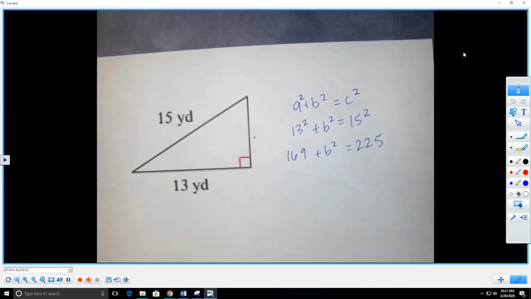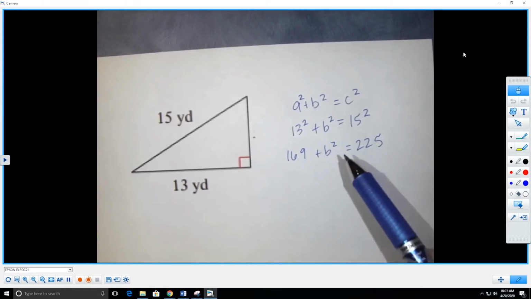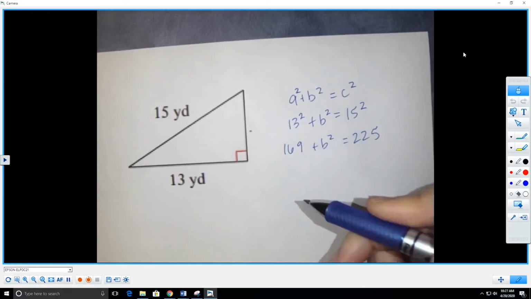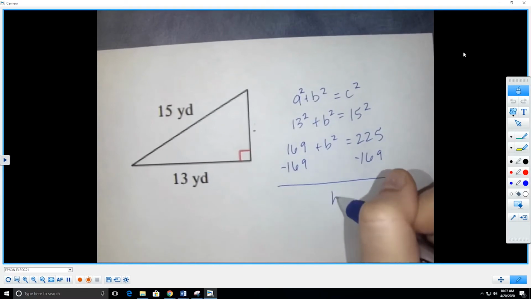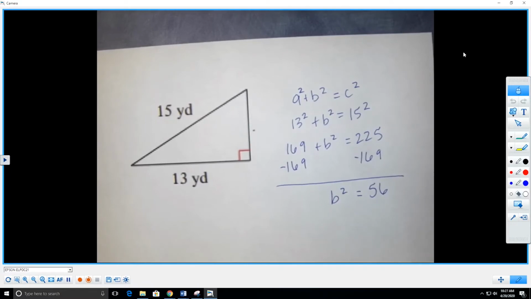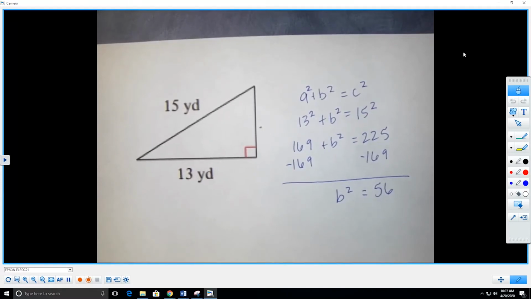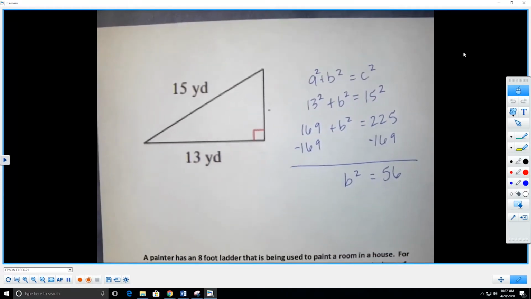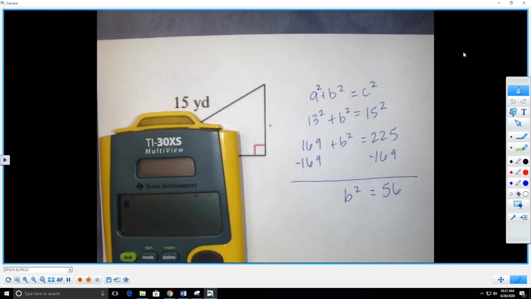And from here, it's a little bit different since I'm solving for the leg. I'm going to have to subtract this value to get it to the other side of the equal sign so that I'm able to solve for b. So I'm going to subtract from both sides, and I get that b squared is equal to 56. To solve it from here, you must take the square root of each side. You will want to use your calculator or calculator app to help you and round your answer to the nearest tenth. So I'm going to put in my calculator the square root.